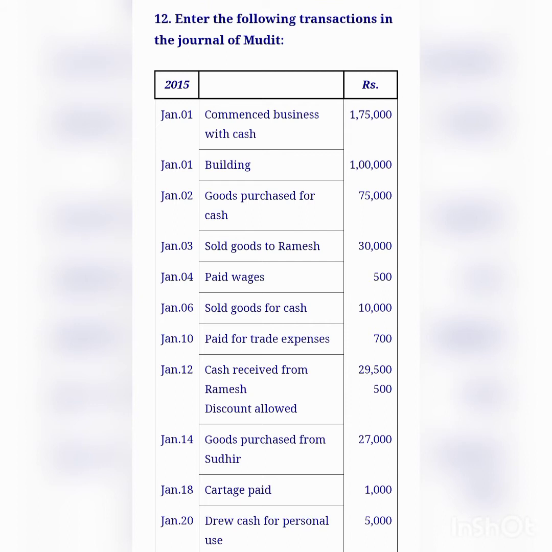Then on January 1st, building purchased. When building is purchased, the dual aspects are building account and cash account. There is an inflow of building. Building is an example of an asset. When an asset increases, debit that account. So we debited the building account.